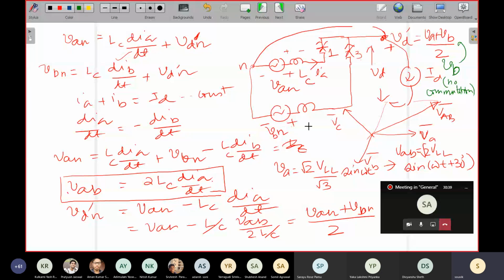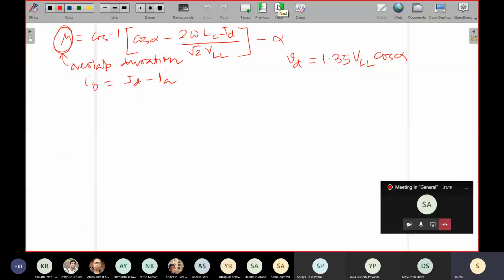This voltage will directly come, because TH3 is on, so it will be VB. But instead of that, we have calculated that we will get VD equal to VAN plus VBN by 2, right? Now, therefore, the loss, how much voltage are we losing?